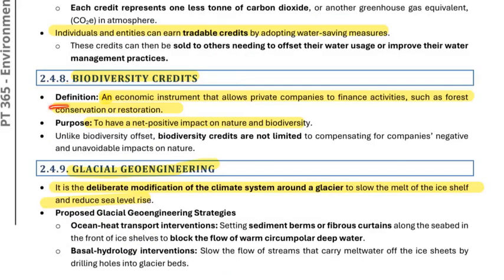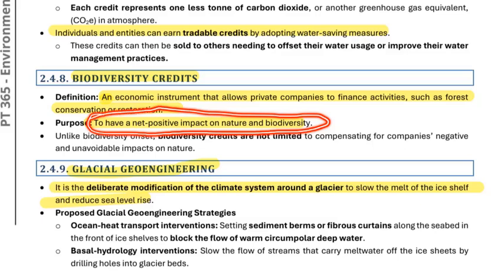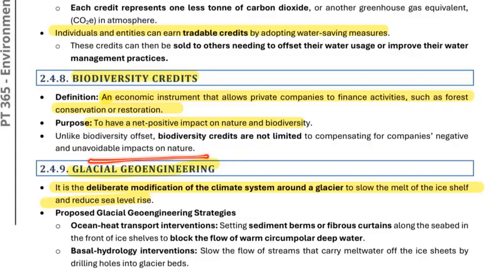First, see the definition. An economic instrument that allows the private companies to finance activities such as the forest conservation or restoration. The purpose is to have a net positive impact on nature and the biodiversity. Unlike biodiversity offset, biodiversity credits are not limited to compensating for the company's negative and unavoidable impacts on nature. So understood this biodiversity credit. This is also called bio credits. It is nothing but the market based mechanism.